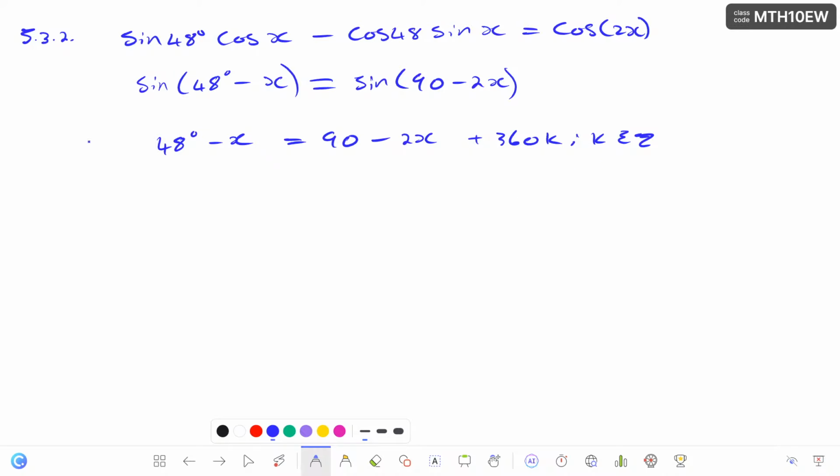Right, okay, so this is the first quadrant. Remember, sine is positive where? In the first quadrant and second quadrant. So this is the first quadrant. We are still dealing with the first quadrant. So it's going to be, taking this one, this side is going to be negative x plus 2x, 90 degree. Then take this one to the other side, is going to be 48 degree plus 360 k, where k is the element of integer. So 90 minus 48 is 42 degrees.